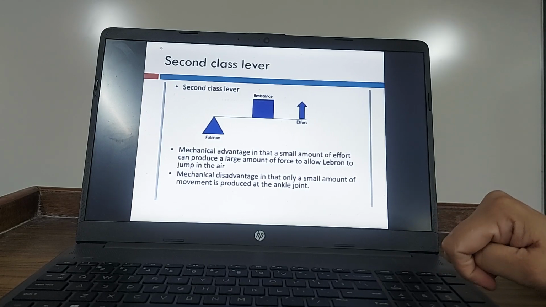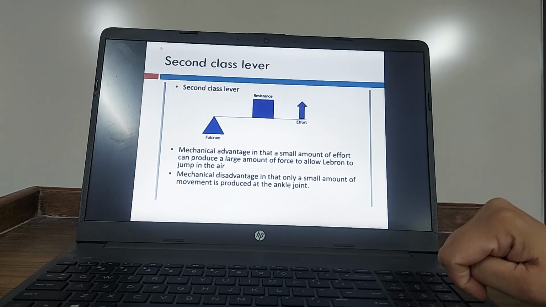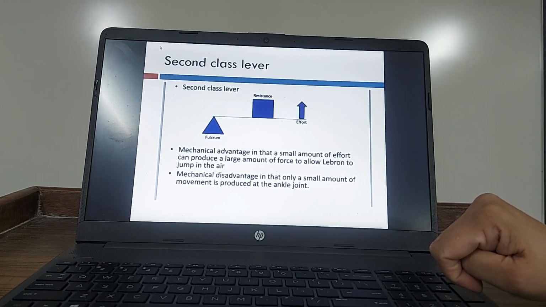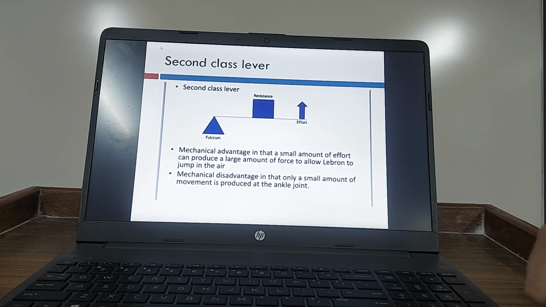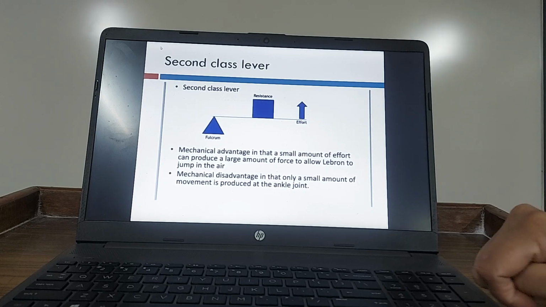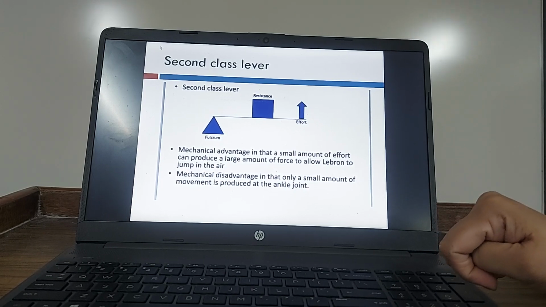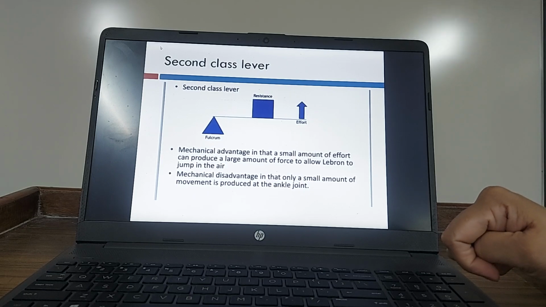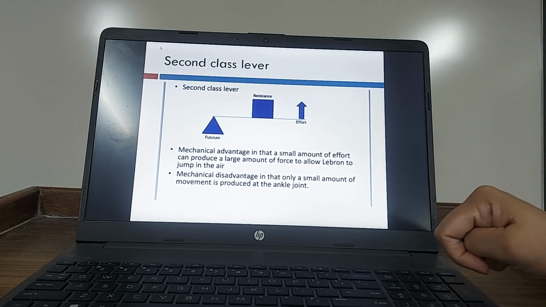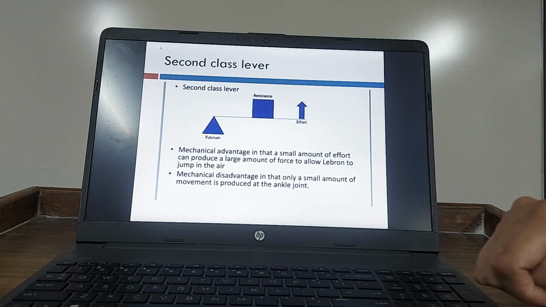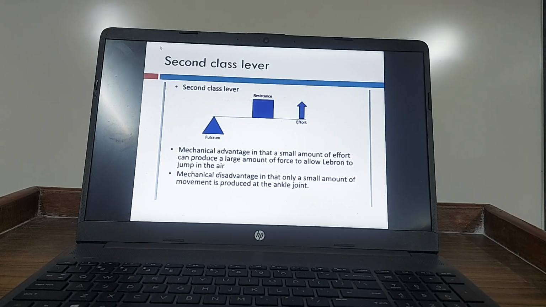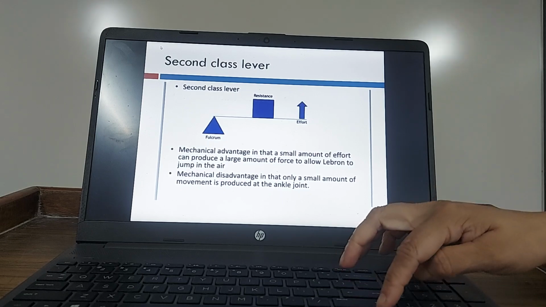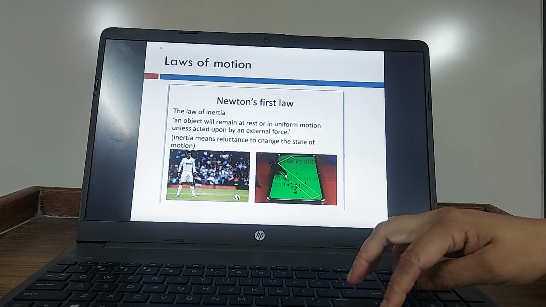Herein the mechanical advantage is that a small amount of effort can produce a large amount of force to allow leverage to jump in the air. Fine, but what is the mechanical disadvantage, Ashish? This point was only written for you, for writing mechanical advantage and mechanical disadvantage. The mechanical disadvantage is that only a small amount of movement is produced at the ankle joint. A very small amount of movement can be produced. Wherein the advantage is that he can jump in the air.